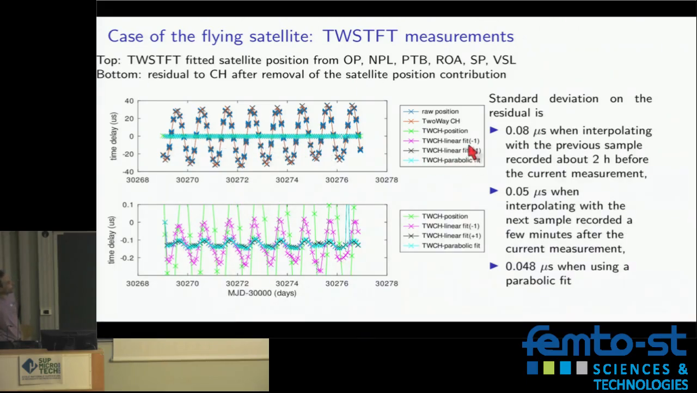I told you that there is a fit. You need to estimate where the satellite would be, or what would be the delay introduced by the satellite motion in the other observatories which are not talking. So I tried a few variants: first order linear fit, second order linear fit, this kind of thing. And this is the residue that you're left with.